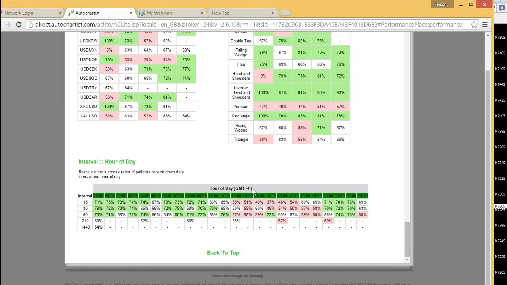Now, very important, because a lot of people get confused here: this is GMT -4. So you have to work out how this works with regards to your time zones. But generally what I can say is that these success rates, so basically I think that's New York time.